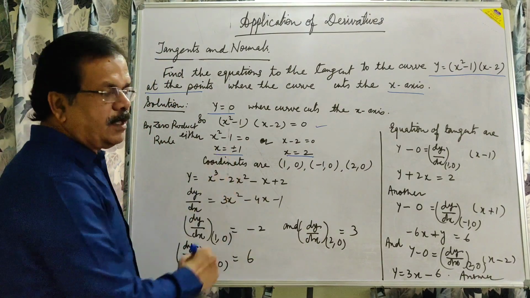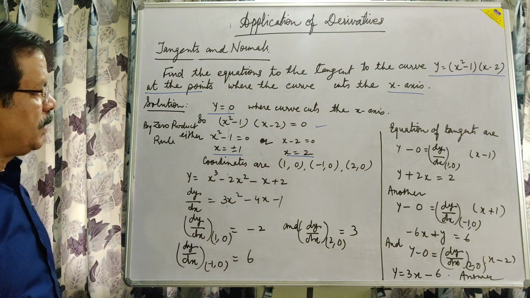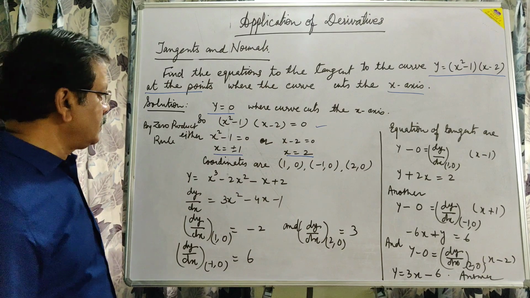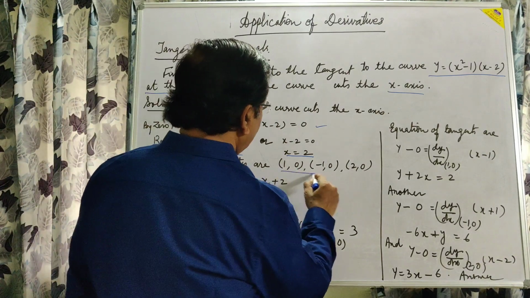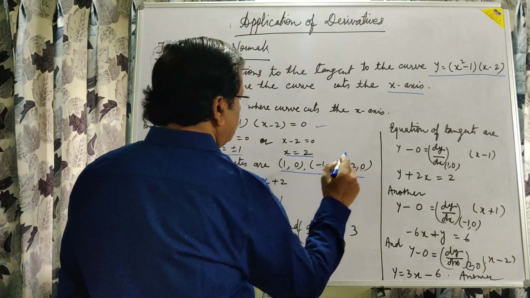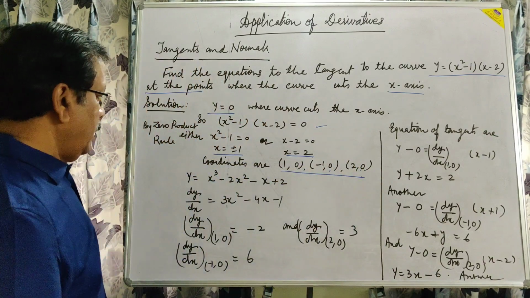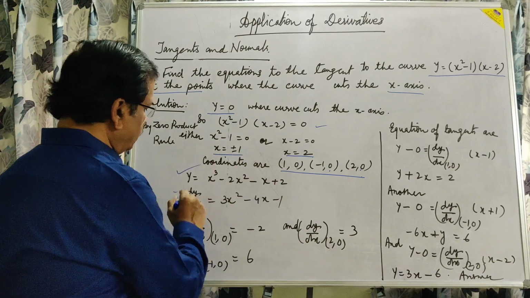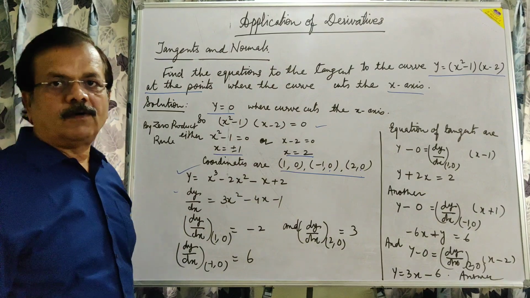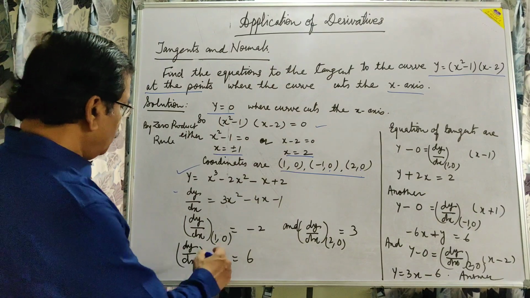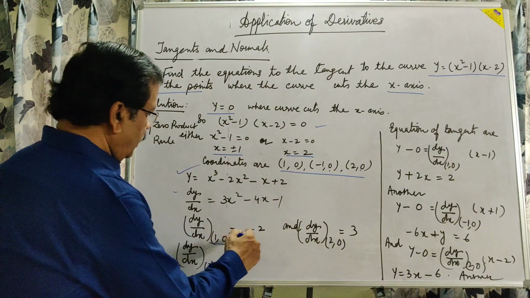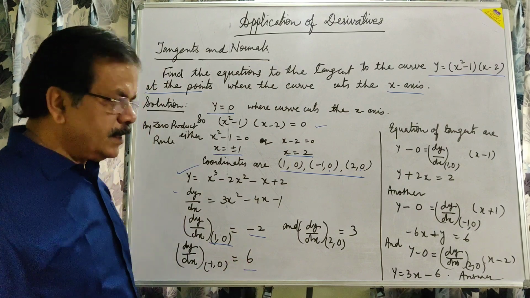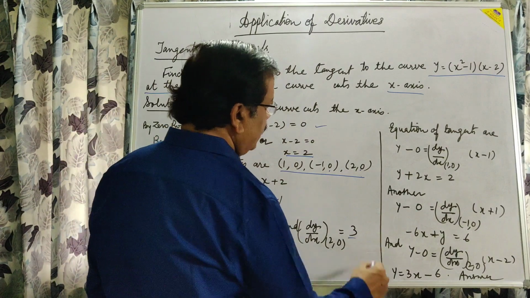First of all, x^2 - 1 = 0, that is x = plus minus 1. We'll take both values, positive and negative, and then the coordinates will be in this way, because the y coordinate is 0 in all the cases. In this way, for the slope of this curve, just find dy by dx of the curve and then put in the point (1, 0). In the first one we get -2, in the second one we get 6, and in the third one we get 3.